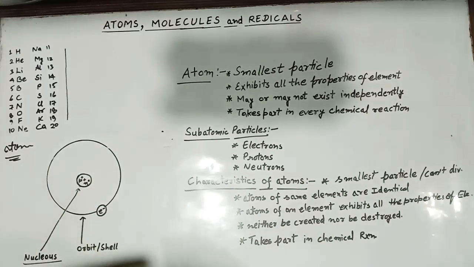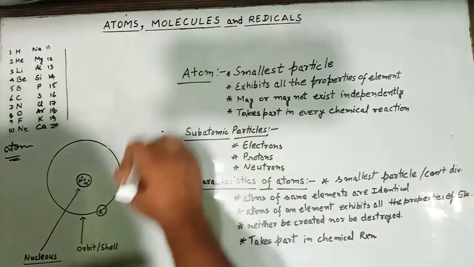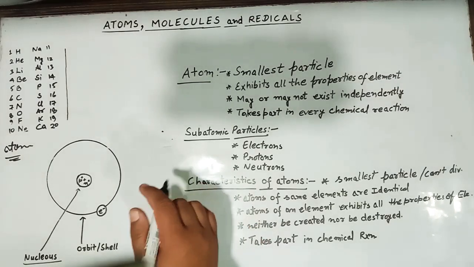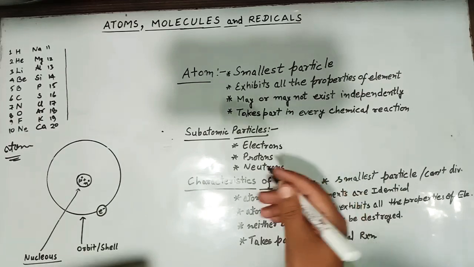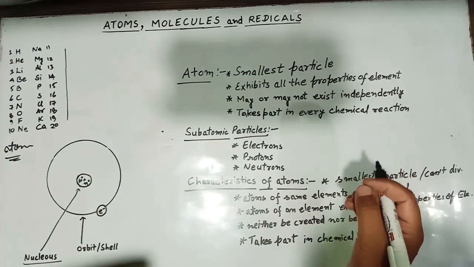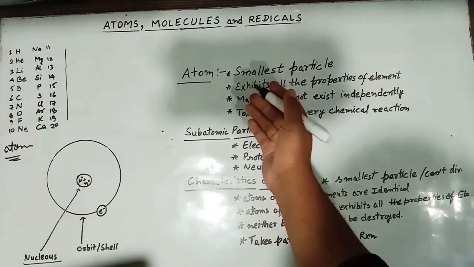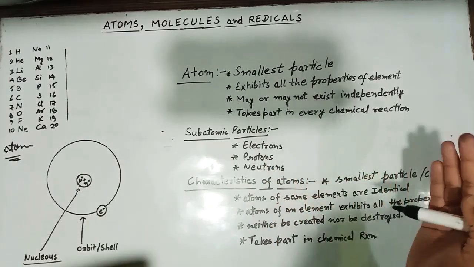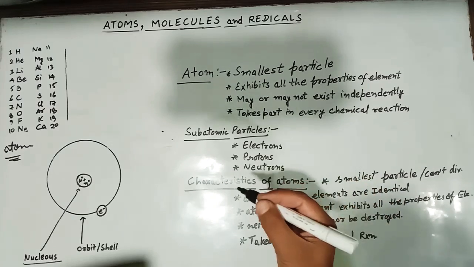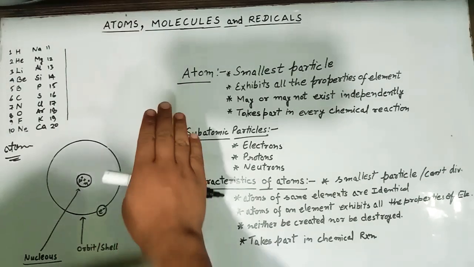Hello everyone, in this video we are going to learn our fourth chapter of chemistry, that is atoms, molecules and radicals. So dear students, here we will start with atom. So what is an atom? See, everything around us is made up of very small particles that we can't see with naked eyes. We need an electron microscope or high power microscope to see these particles. Whatever the things are, they are made up of tiny particles, that is our atom.